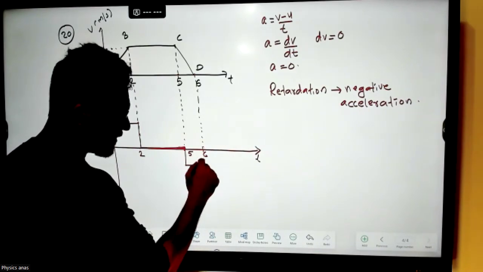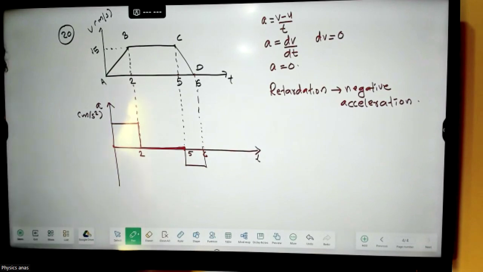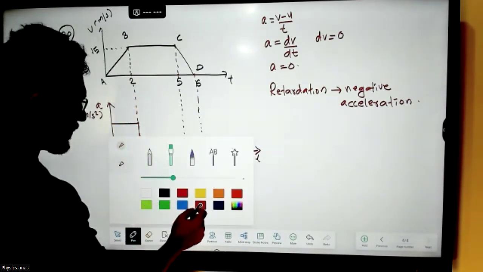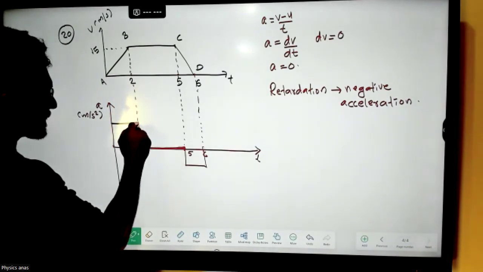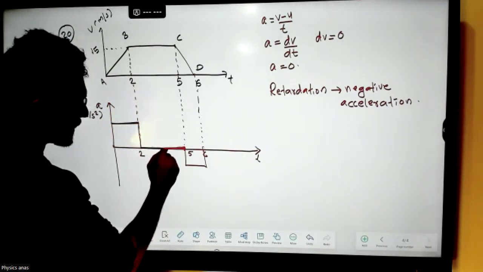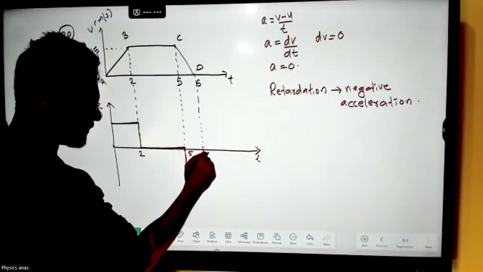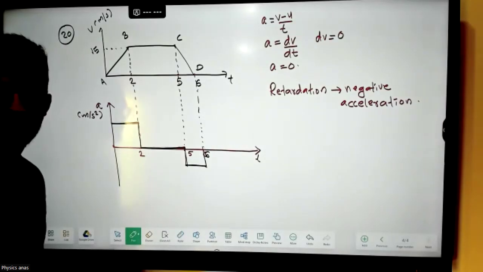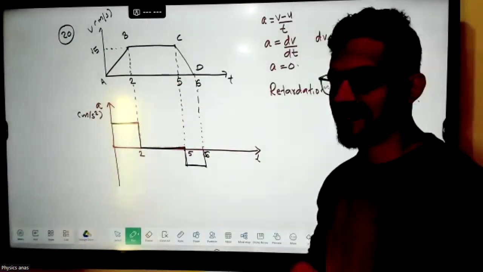You will have a value of acceleration. This is your graph. The graph looks like this. It is 0 here, no acceleration. Then the acceleration is negative. This is our acceleration time graph now.